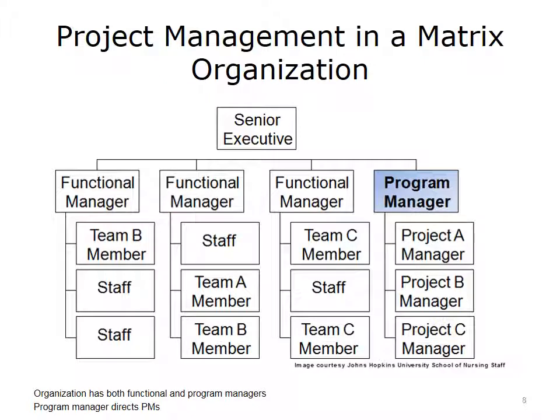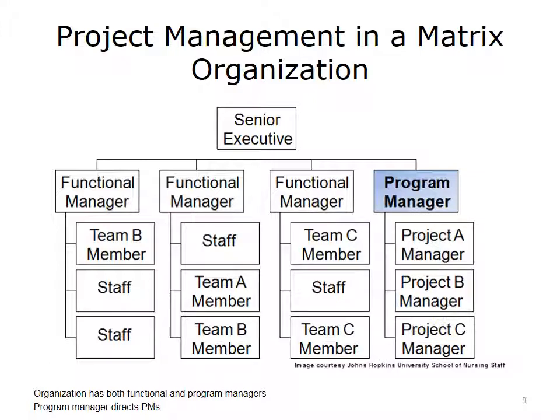A second way of organizing an organization may be in a matrix fashion. This organization has not only functional managers, but also a program manager to oversee projects. In this case, as a project manager, you may report to a program manager who has a number of projects under his or her authority. It's important to appreciate the allegiances that you have to the functional manager and that the team members have to their functional manager and to you as the project manager.